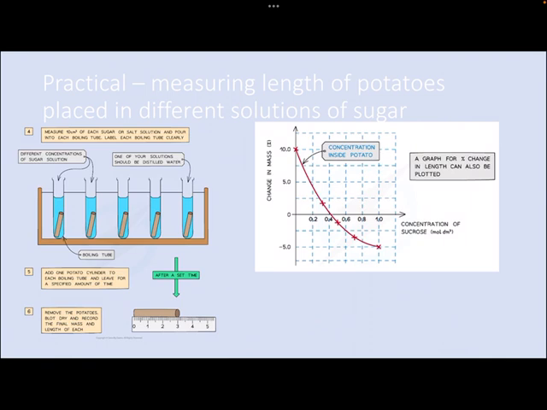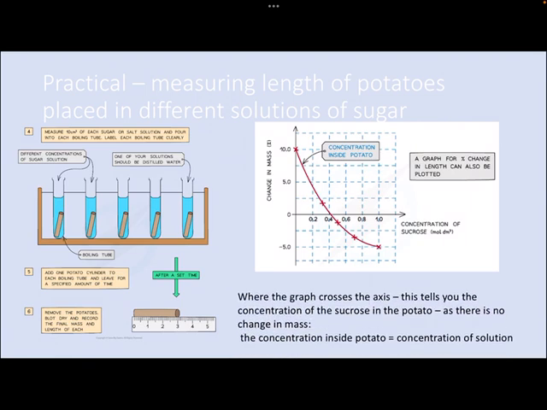Another practical could be where we have placed different lengths of potatoes in different solutions of sugar and leave for a period of time, and you can either measure the length or the mass. So the graph on the right here is showing you the change in mass, percentage change in mass, which again would be calculated by the change in mass over the initial mass. And where it crosses the axes, that is the point when you would say that the inside of the cell is the same as the solution outside of it. So the concentration is equal inside the potato to the concentration of the solution outside. And on this graph, it would be reading around 0.41 moles per decimeter cubed.